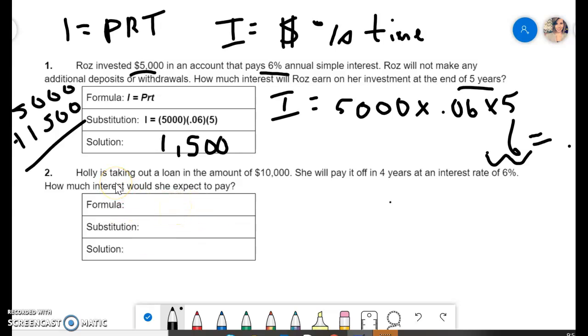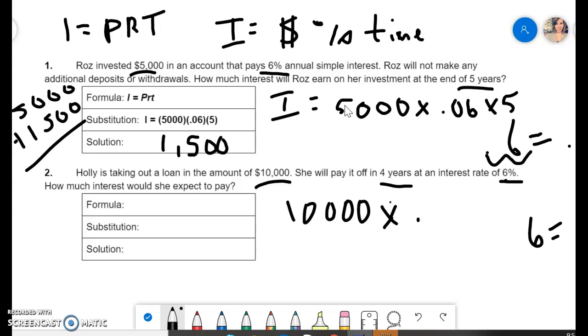Number 2, Holly is taking out a loan in the amount of $10,000. She will pay it off in 4 years with an interest rate of 6% again. So money first, 10,000. Our percent is next, and our percent was 6%. 6% as a decimal is 0.06. And then time is last that we multiply. So time is 4 years in this case.